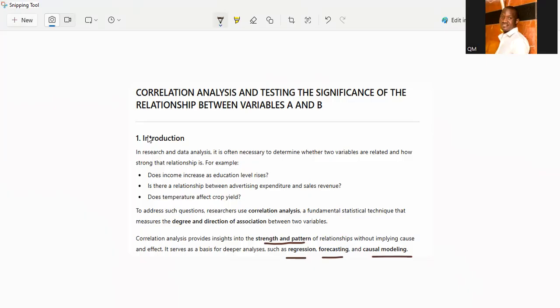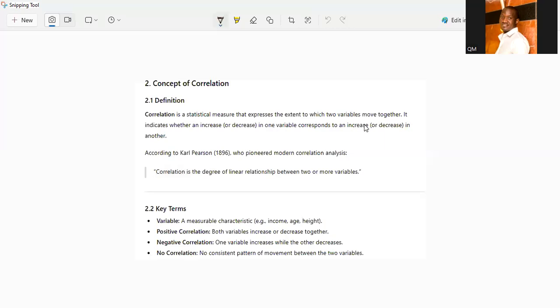Correlation is a statistical measure that expresses the extent to which two variables move together. It indicates an increase or a decrease. A variable is simply a measurable characteristic. It could be age, it could be height. If you have a positive correlation, it means that the two are moving together. A negative correlation means that whilst one is increasing, the other one is decreasing. When your R is 0, it means that there's no relationship between the two.